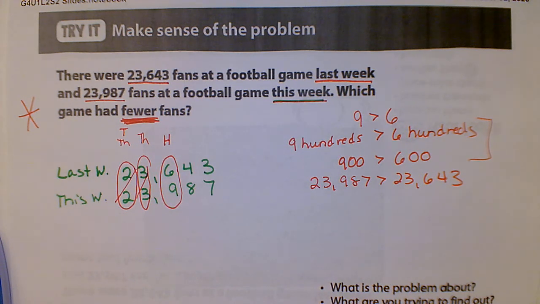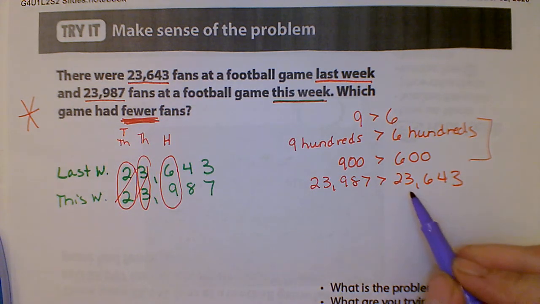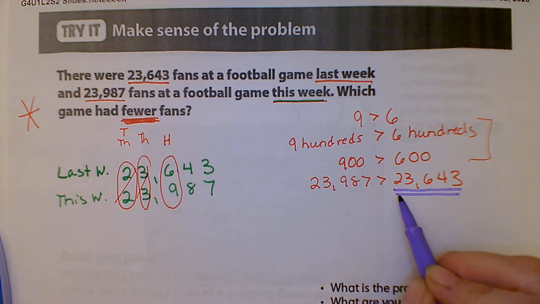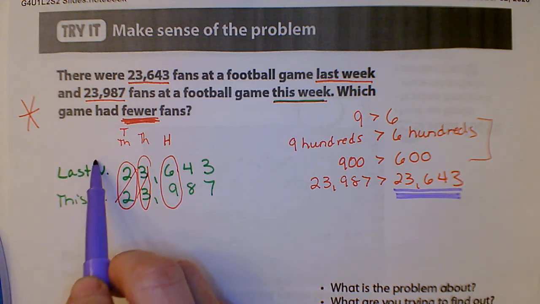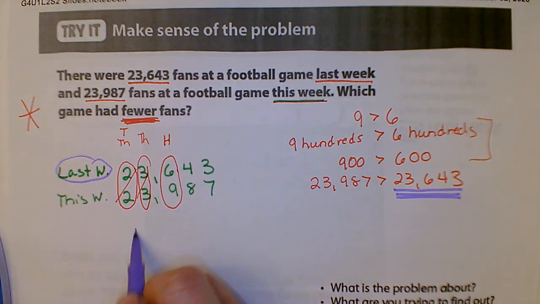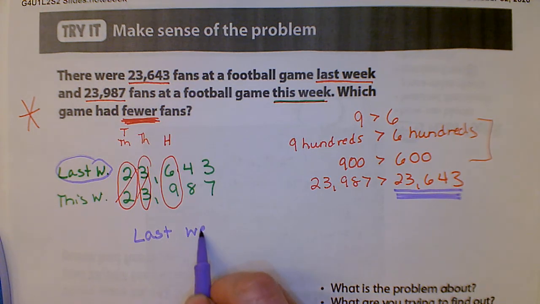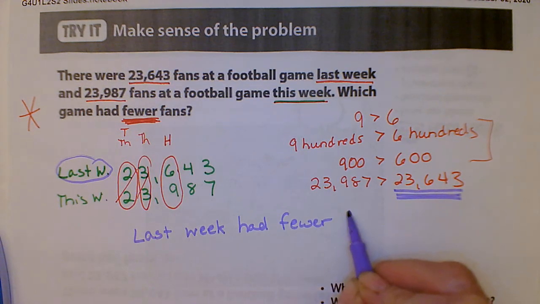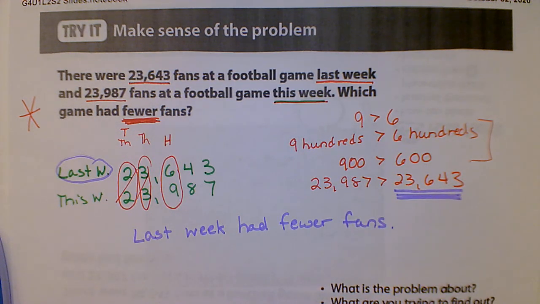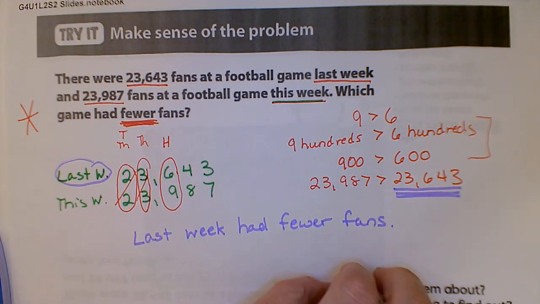I have to answer the question. And oh, look, I have an asterisk reminding me that there's something tricky about this question. They're looking for fewer. So which one was the fewest? Which one had the fewer? Which one had the least or less? This one, 23,643, which was last week. So I could say last week had fewer fans. And if you wanted to say, give me the number of fans, that would be great too. All right, so we answered the question. Let's keep on going. So again, like I said, I think these are flip pages.